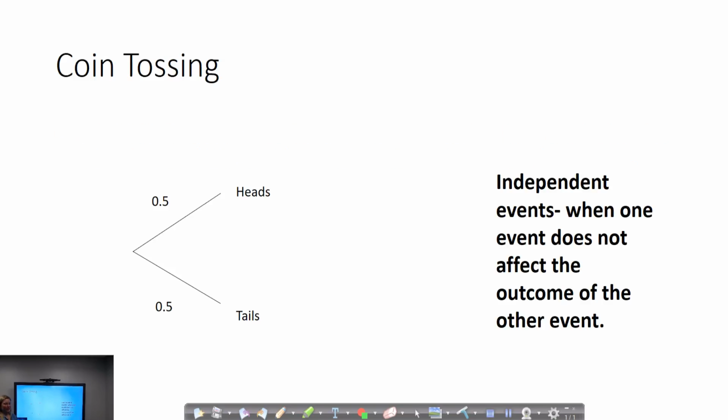Such as an event like coin tossing, they're independent events because whether you toss the coin once, twice, 500 times, what you got the time before is not going to affect whether you get heads or tails the next time. There's a 50% chance of getting heads and a 50% chance of getting tails.